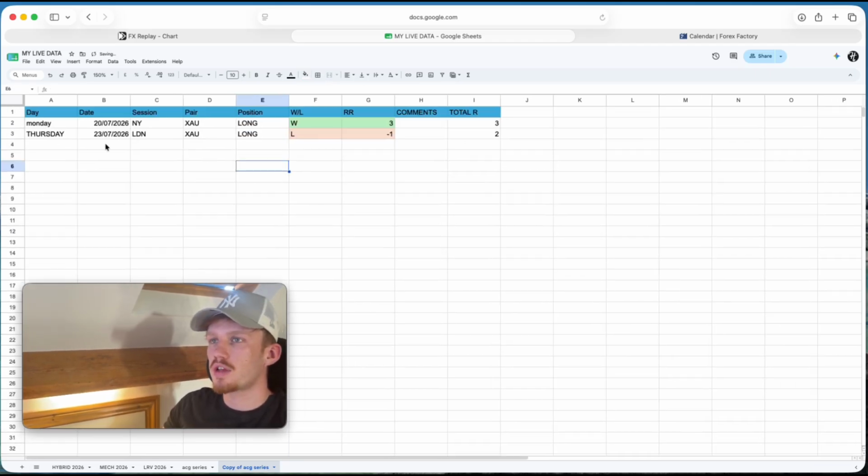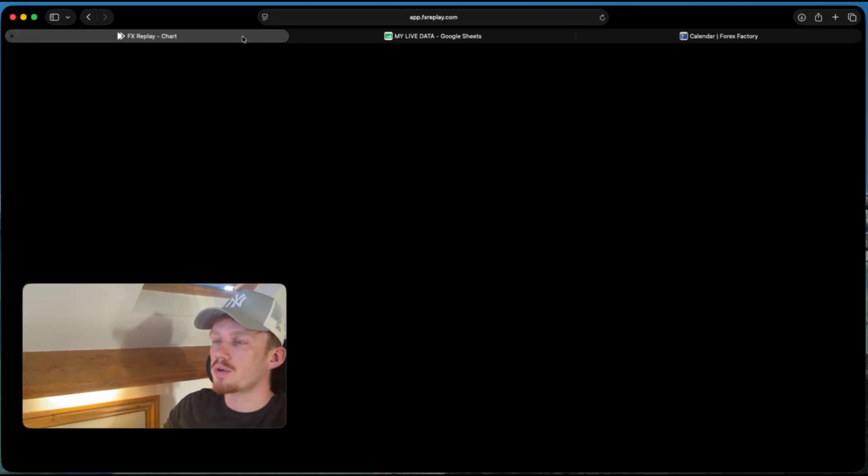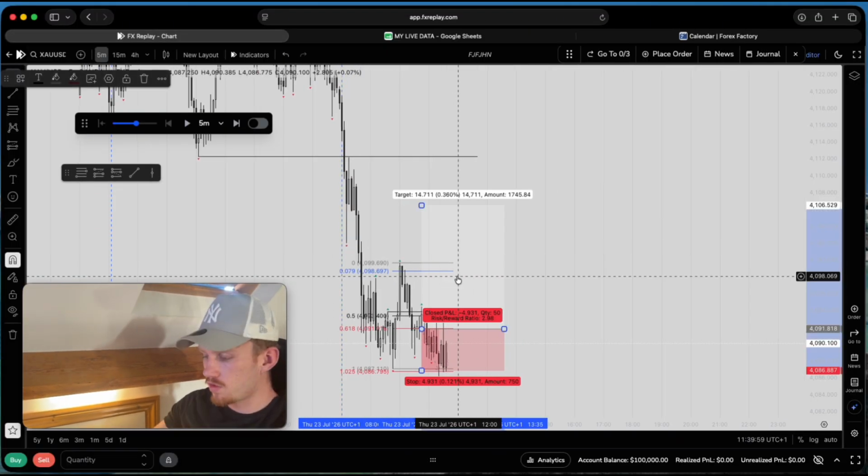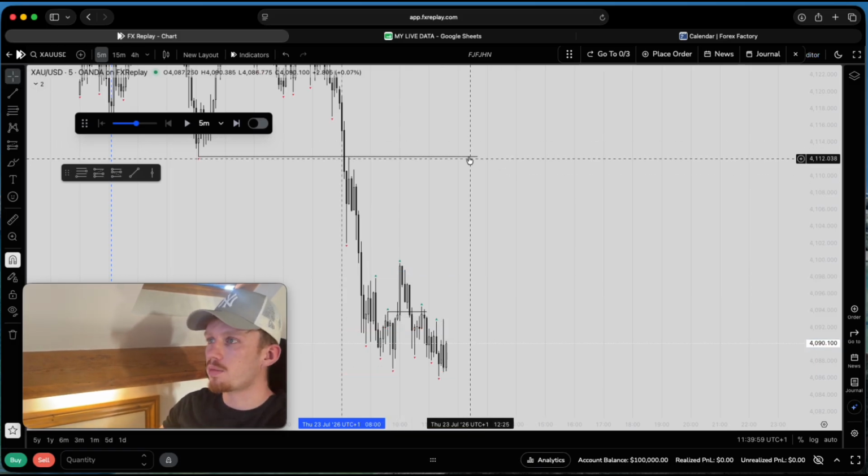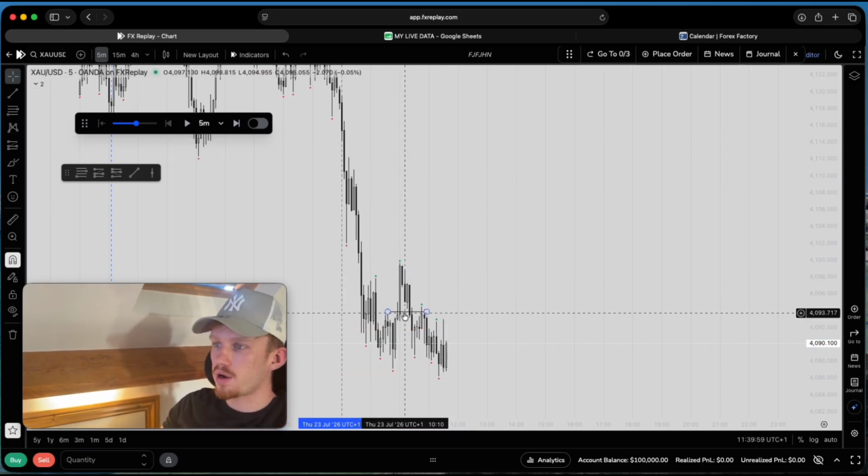So boom, 2 trades now in the week. 1 win, 1 loss. We're up 2R. That's the power of a fixed free risk to reward. And as you can see, the win was identical to the loss in the sense of what was done before. The confluences are all mechanical.